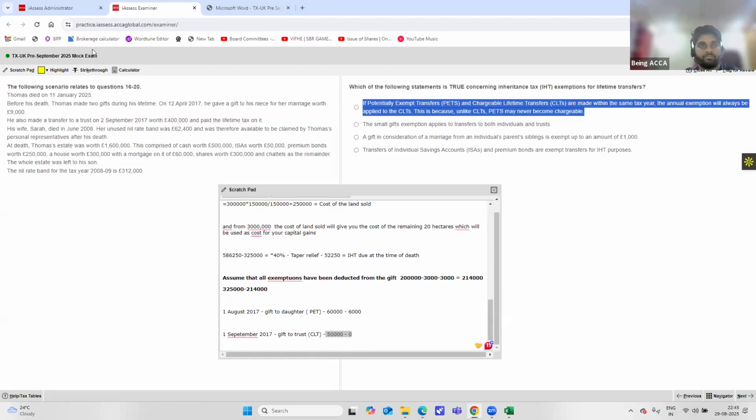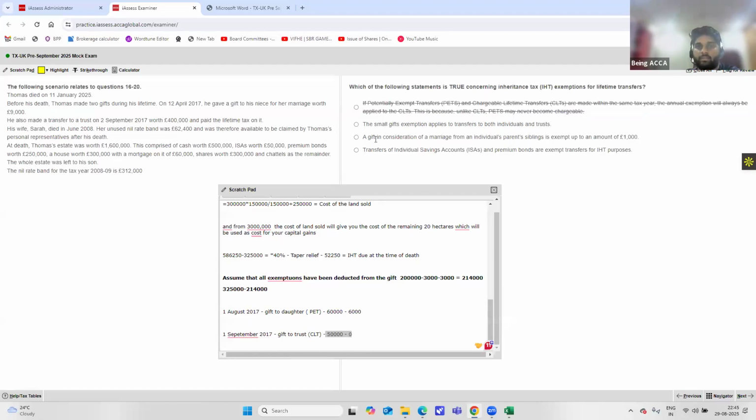Okay, next. Small gift exemption applies to transfers to both individuals and trusts. Is that true? No, individuals only. Absolutely right. Next, a gift in consideration of a marriage from an individual's parent is exempt up to an amount of £1,000. So if it says individual's parents, how much is the amount that is exempted? It's 1,000, absolutely right.